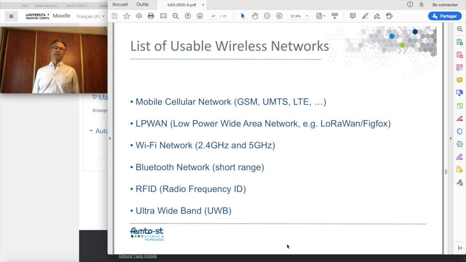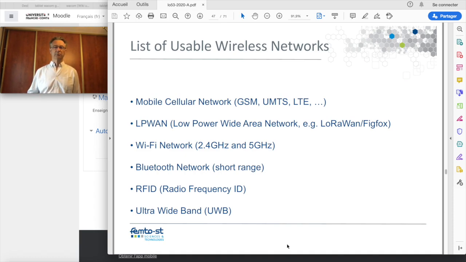So let's see what type of wireless network we can use in such applications. So we can use mobile cellular network, because there is GSM, 3G, 4G, 5G, etc. We have also Wi-Fi network, as I said, and we have 2 frequencies, 2.4 and 5 GHz. We have also low power wide area network such as LoRa and Sigfox, and we will do some exercises, some practicals about LoRa using some modules. We will see it later.